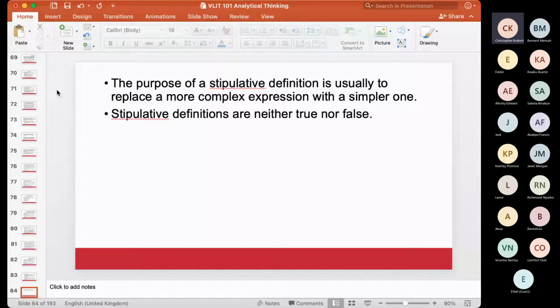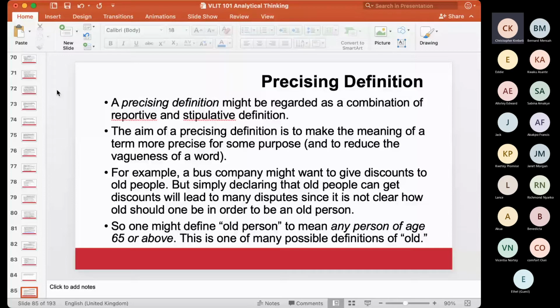So we'll also talk about precising definition. Precising definition might be regarded as a combination of reportive and stipulative definition. The aim of precising definition is to make the meaning of a term more precise for some purpose, mostly for legislative purposes, or for legal purposes, or sometimes for policy purposes. Let's say government wants to have certain policies in place in Ghana, they can use precising definition. That is why Parliament will make the laws for us, and the court will have to interpret what the law means. And what the court says, that is the definition that will stay.